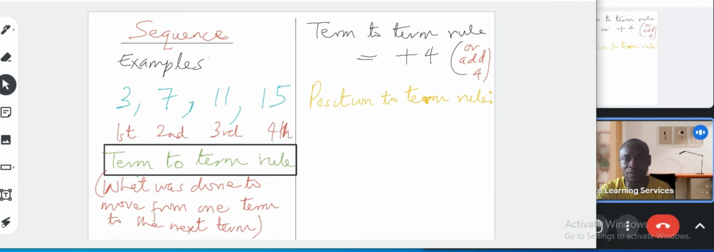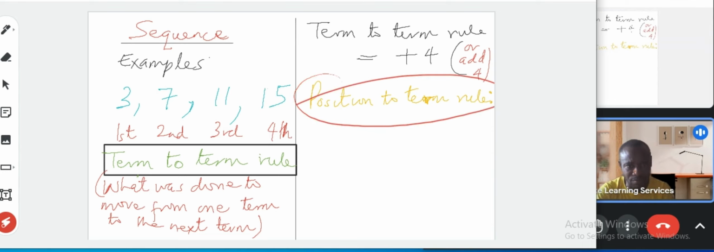Term to term rule. Remember what I said about term to term rule. Can you read it out? Okay, what was done to move from one term to the next term? Like what was done to move from one term 3 to the next term 7, from 7 to the next term 11, from 11 to the next term 15. You say you added 4, add 4, add 4. That's term to term rule, from term to another term.